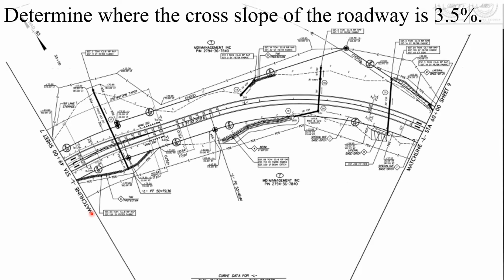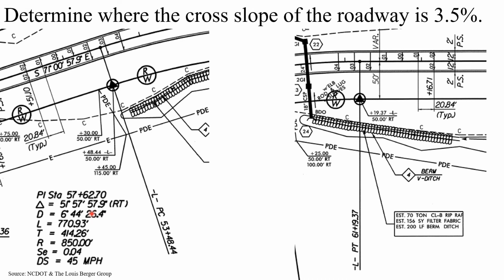In this question, we're asked to determine where the cross slope of the roadway is 3.5%. We need to zoom in a little bit to see this better. And here are our drawings, and in particular, because we know we're looking for cross slopes, we're looking for a cross slope of 3.5%. We're really looking for that transition point. For this curve, we have a super elevation of 4%, and we know we're going to transition from normal crown at 2% to that 4%.